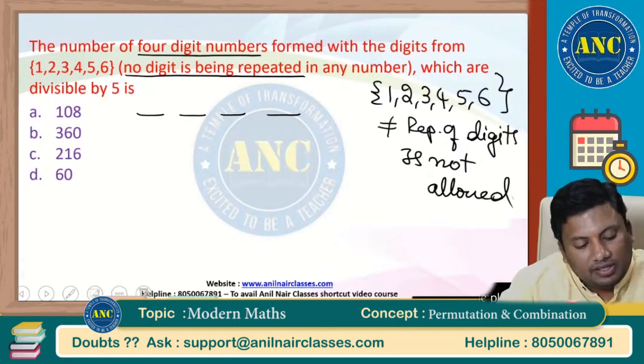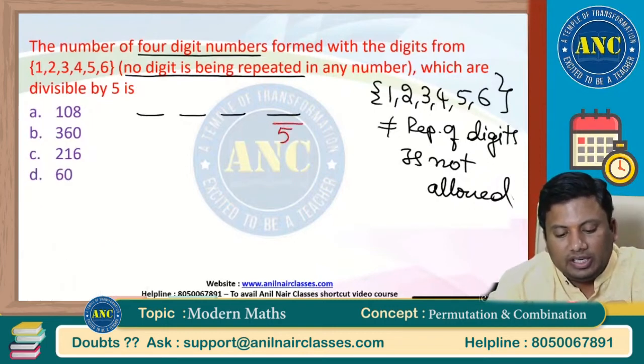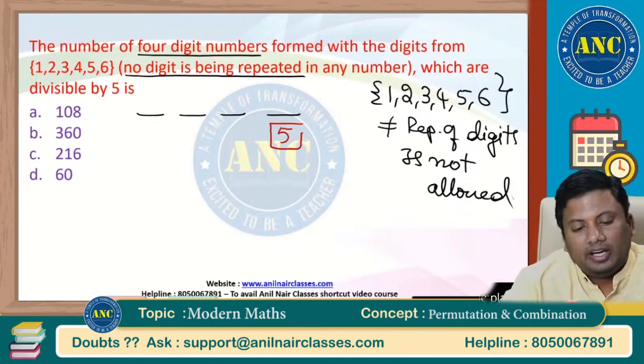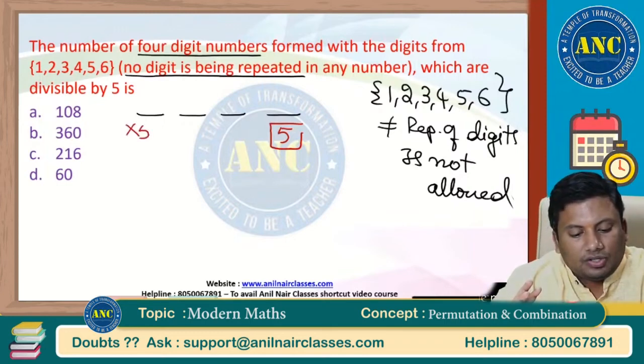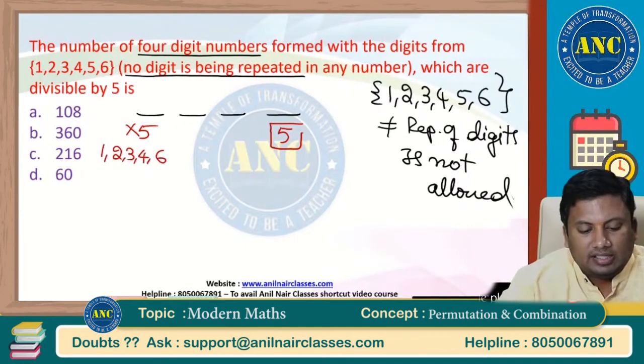Which are divisible by 5? If it is divisible by 5, the unit digit has to be 5. For a number to be divisible by 5, the unit digit should be 0 or 5. 0 is not there. Repetition is not allowed, so 5 will not come here. So it is 1, 2, 3, 4 and 6.